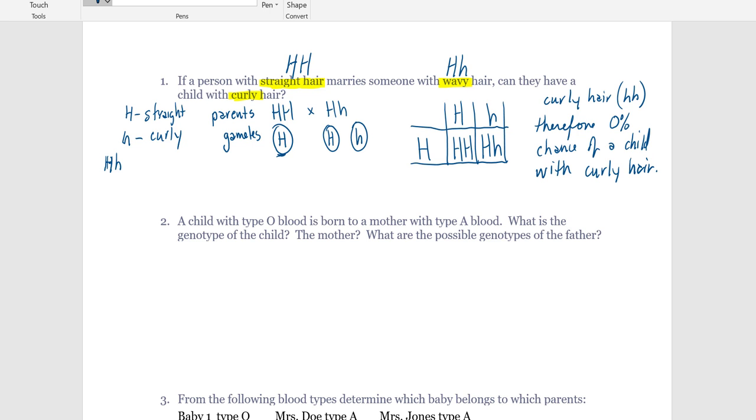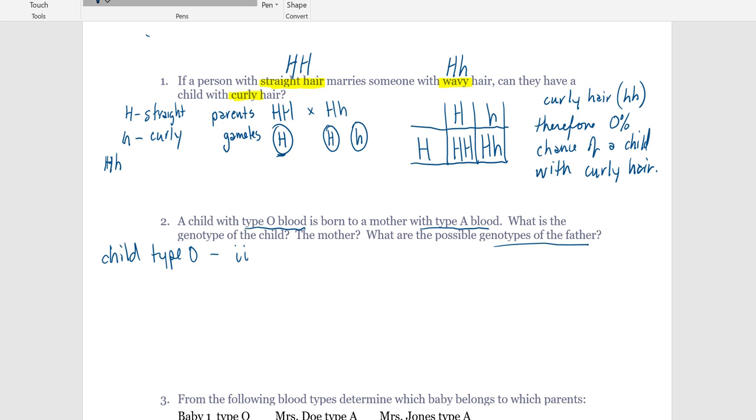All right, next problem. So, a child with type O blood is born to a mother with type A blood. What is the genotype of the child, the mother? What are the possible genotypes of the father? So, let's start off with what we know. All right. The child is type O. So, as far as type O goes, for the phenotype type O, there is only one possible genotype. The child has to be homozygous recessive.